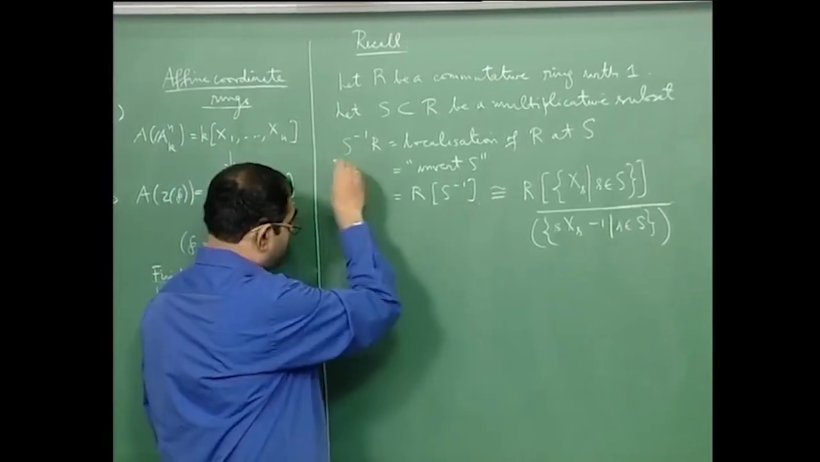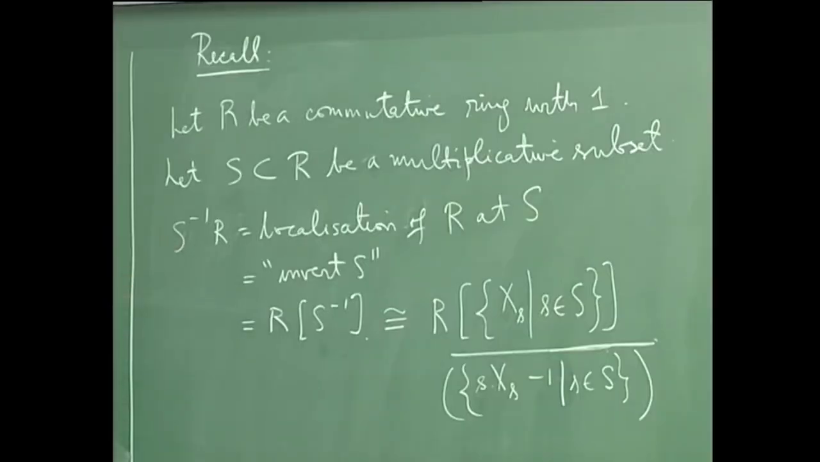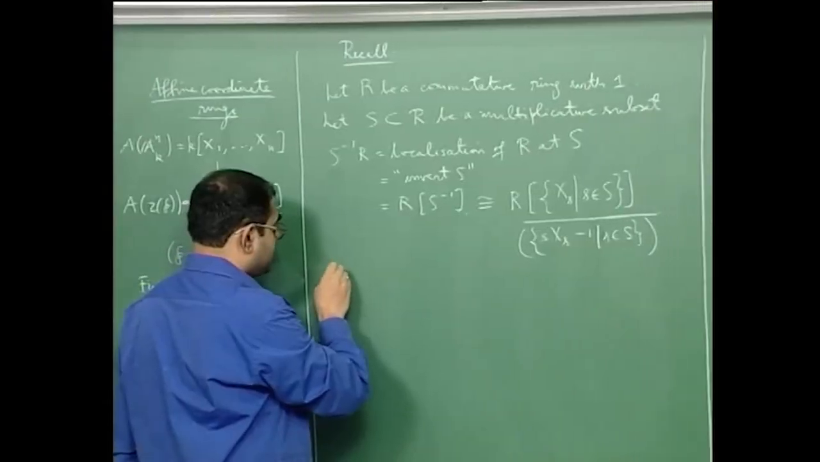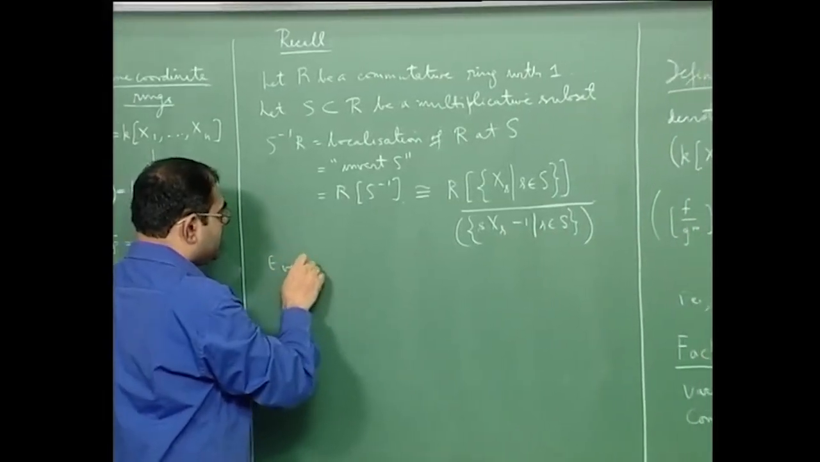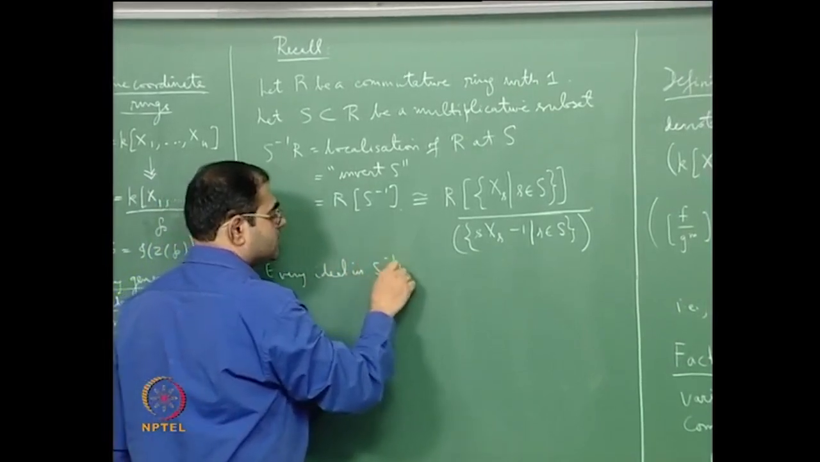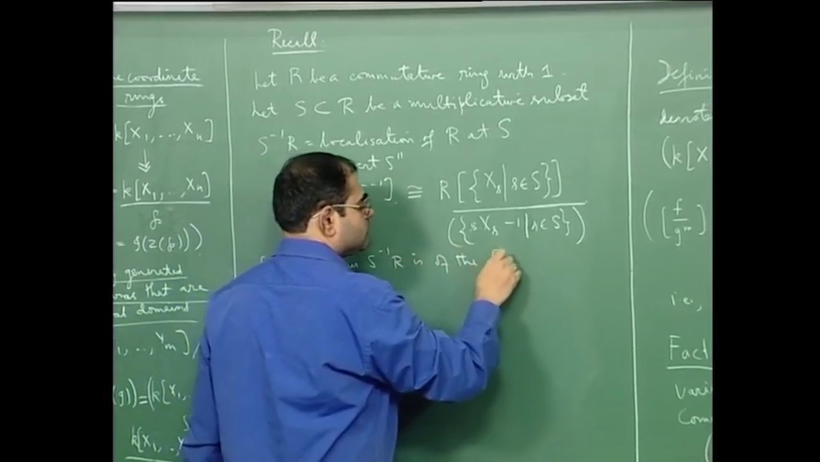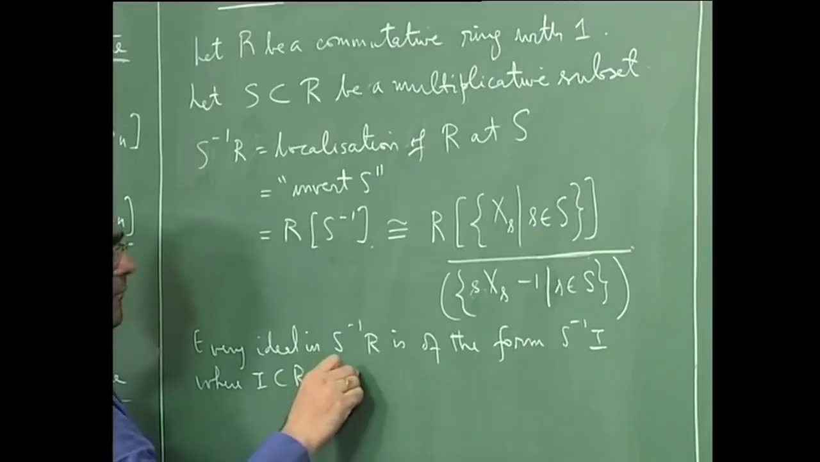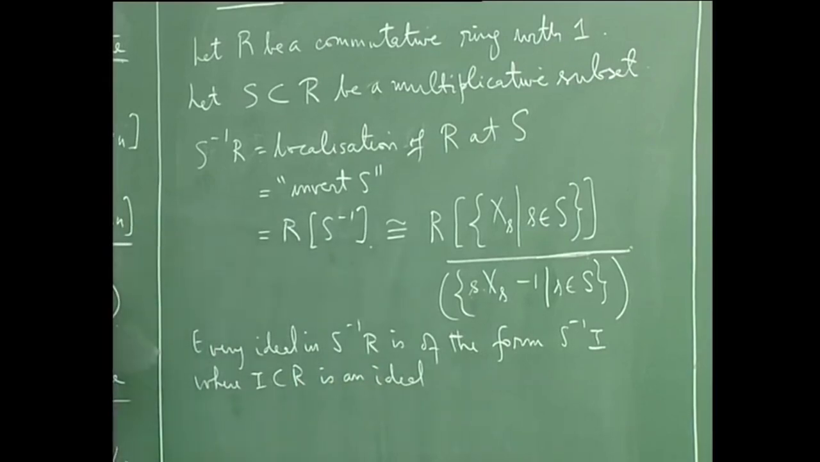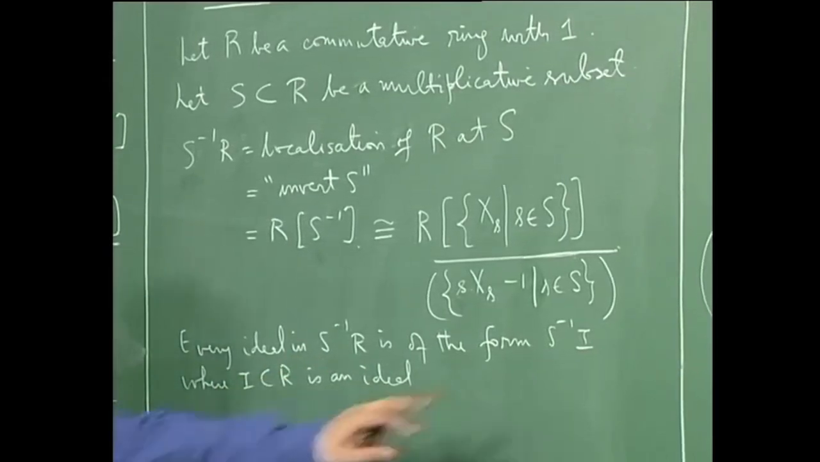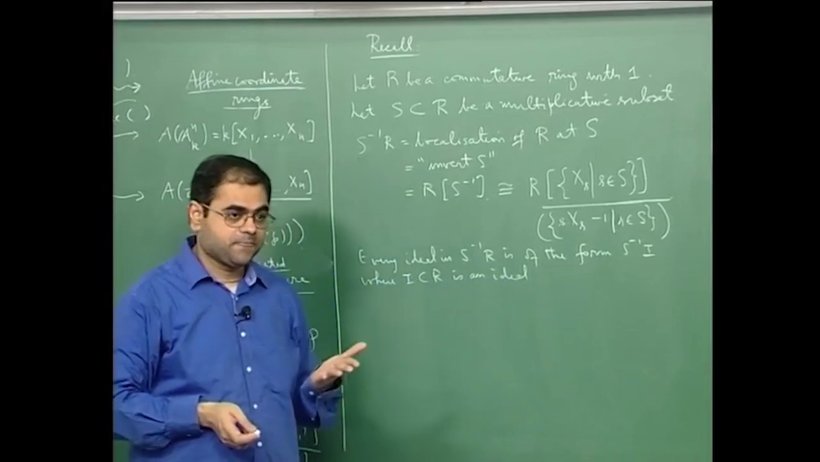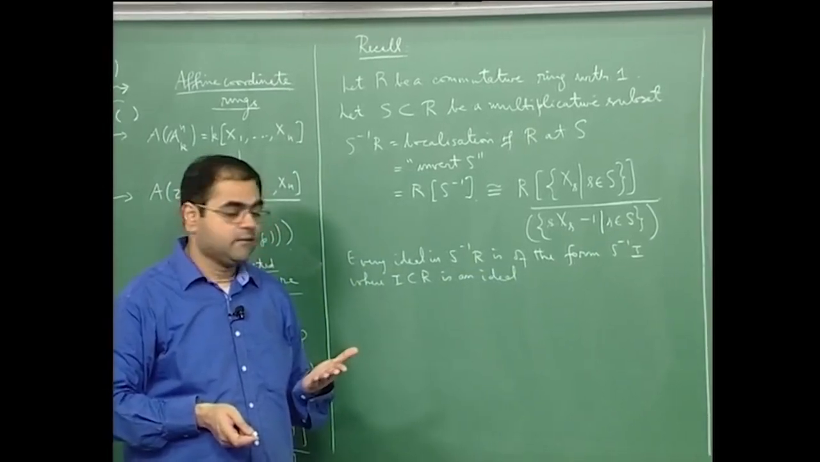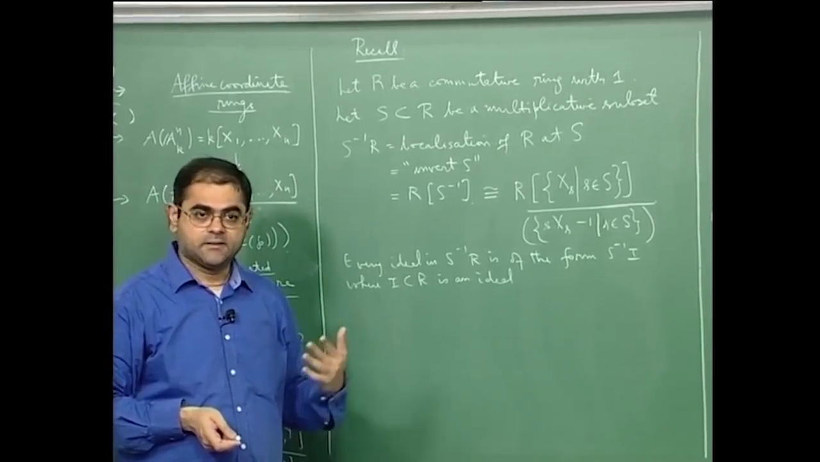Now you see the point is, what are the ideals in S inverse R? I mean, what are the elements of spec of S inverse R? The fact is that every ideal in S inverse R is of the form S inverse I, where I in R is an ideal. So every ideal in the localization is given by localization of an ideal in the original ring. Now, what is localization of an ideal? You take the ideal and invert elements that you have to invert.